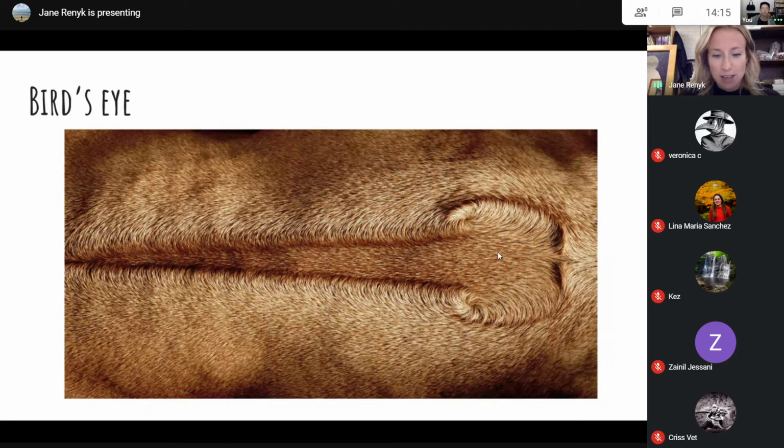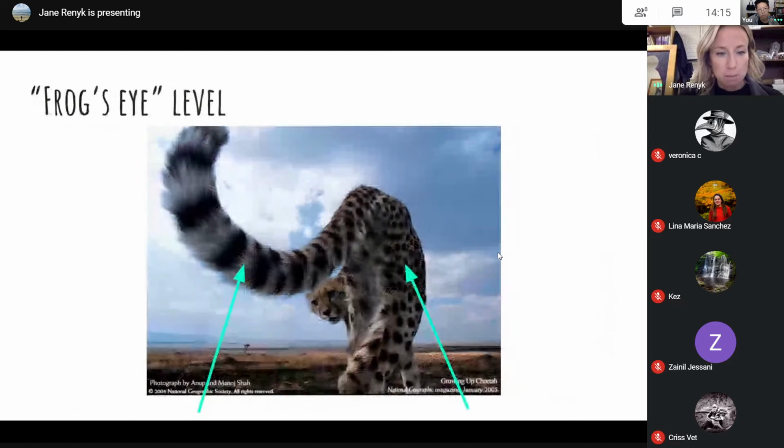Obviously, bird's eye. This is one of my favorite photos. It's the back of a Rhodesian Ridgeback dog. This would also constitute abstract photography a little bit, where you're kind of removing that recognition of a subject. But bird's eye can be a really powerful tool when you're working with abstract photography, especially.